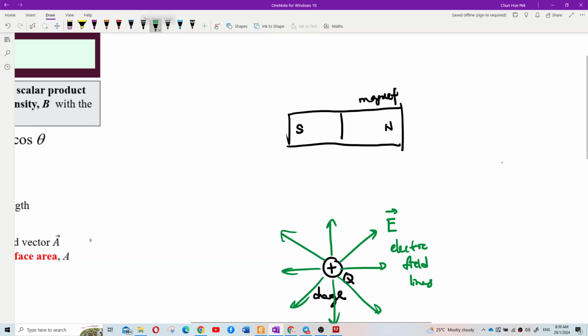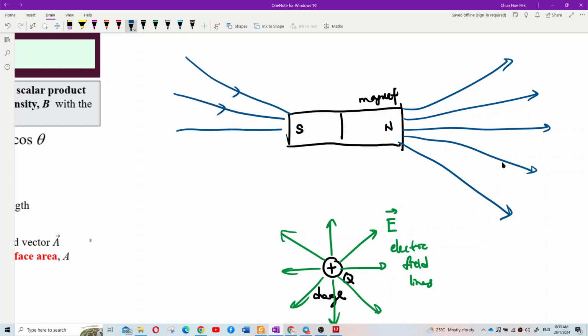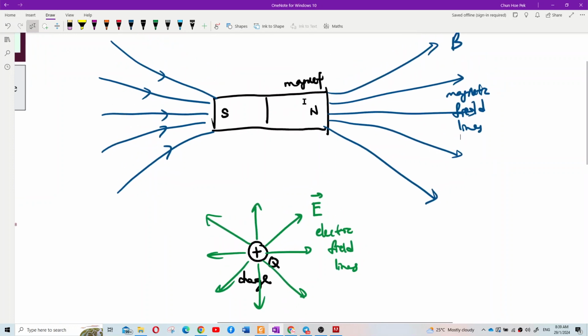So this is the positive. Okay, so like that. Understand? So this is the magnetic field. You have electric field lines, so the magnetic field also has magnetic field lines. This is a magnet. This is a charge. So charge gives an electric field.